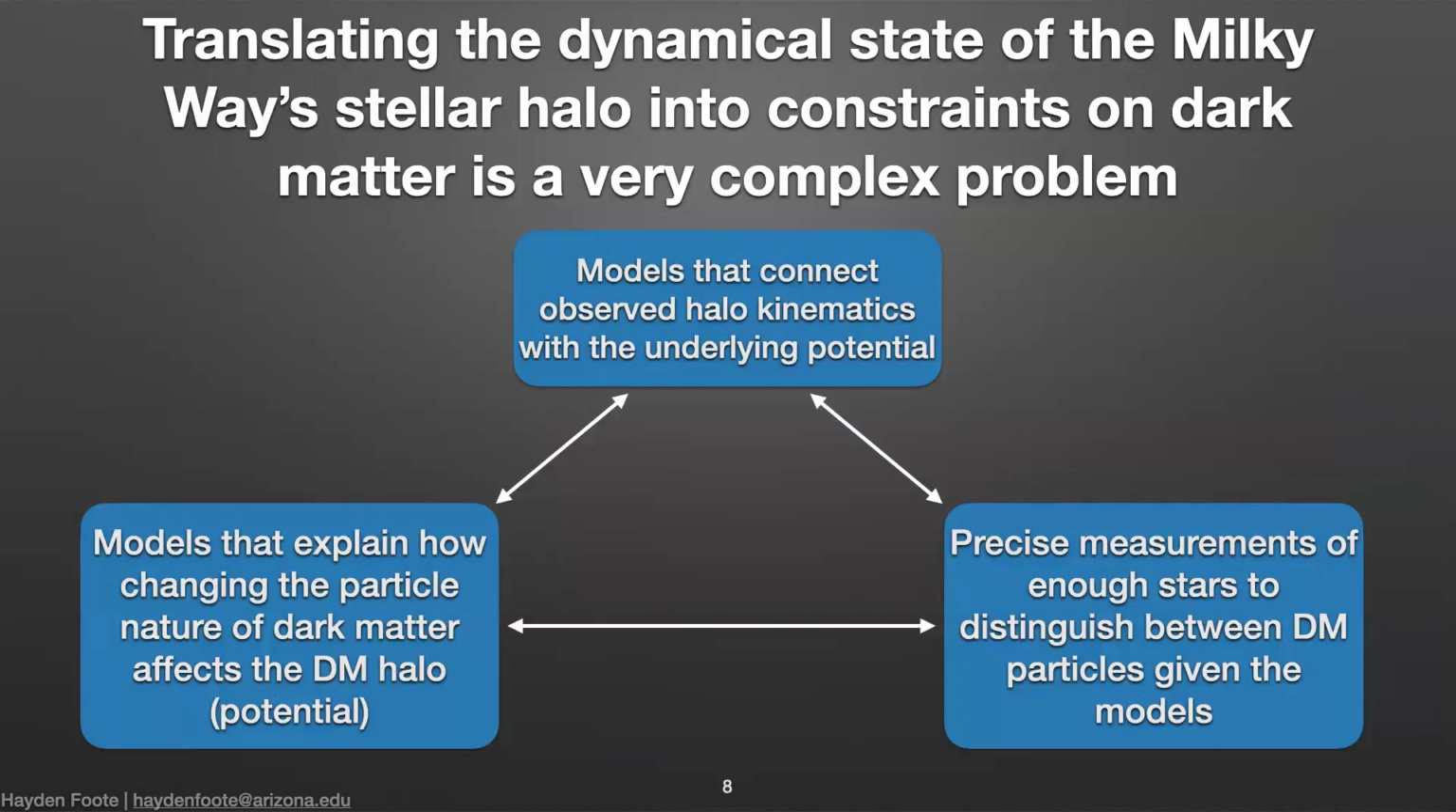Not only do you need very precise measurements of enough stars to be able to actually have good statistics, good constraining power, you also need good models to constrain in the first place. So you need models that connect the kinematics of the stars that you're observing to the underlying gravitational potential, also in non-equilibrium systems like the Milky Way is. And then you also need models that explain how actually changing your assumption about what the dark matter particle is imprints itself upon your galaxy. And so this is where I'm going to focus for the rest of the talk today, because this is the kind of thing that we do.